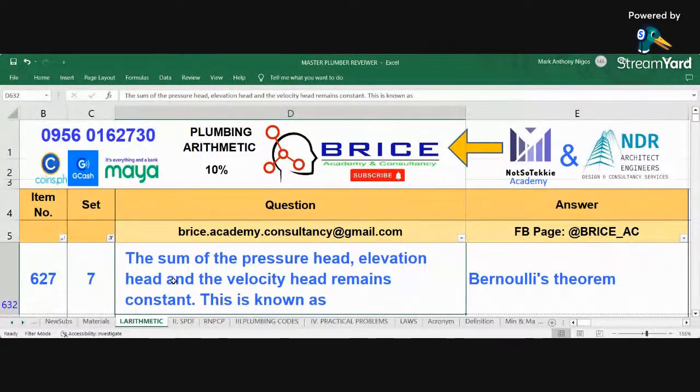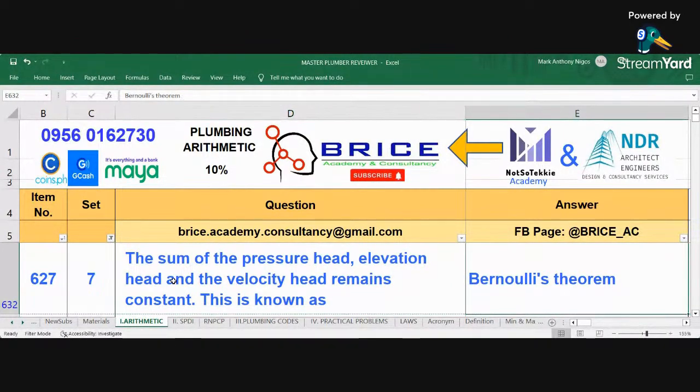Hanggang set 10 to eh. The sum of the pressure head, elevation head, and the velocity head remains constant. This is known as Bernoulli's equation.